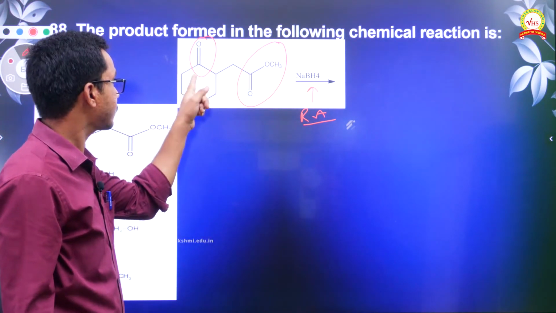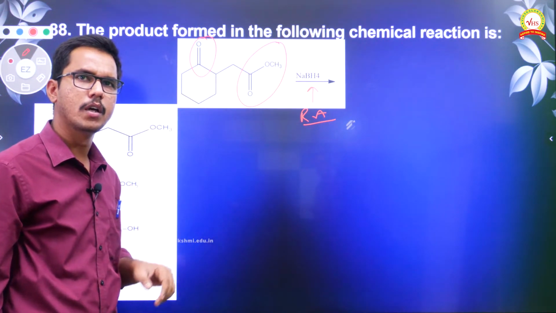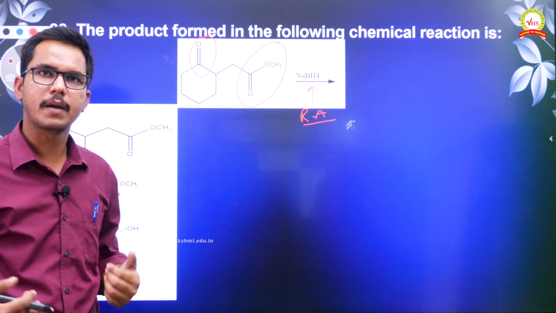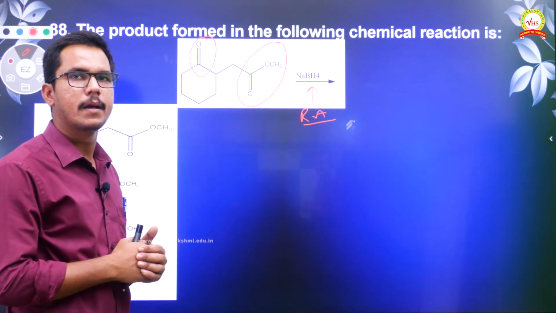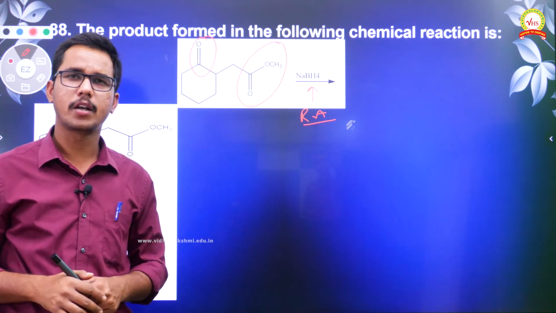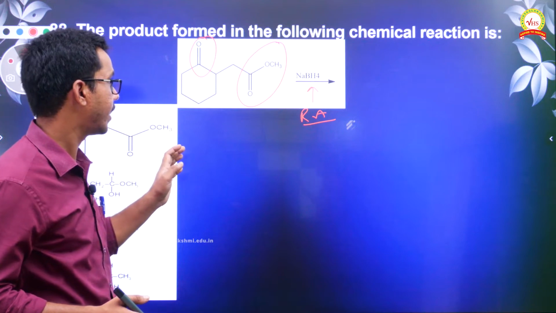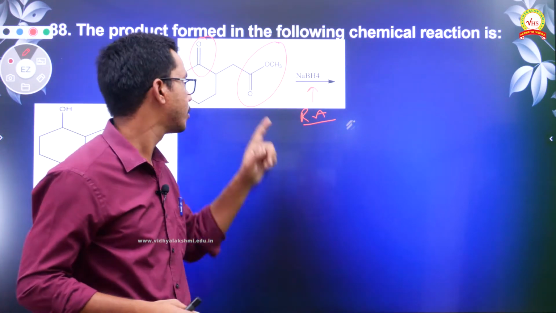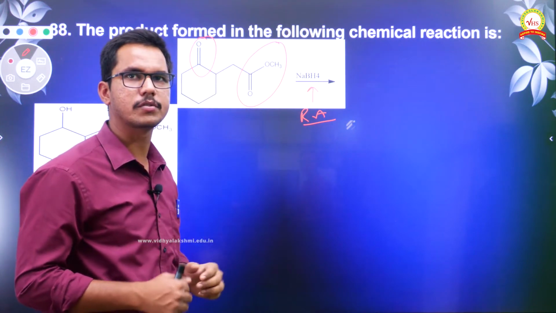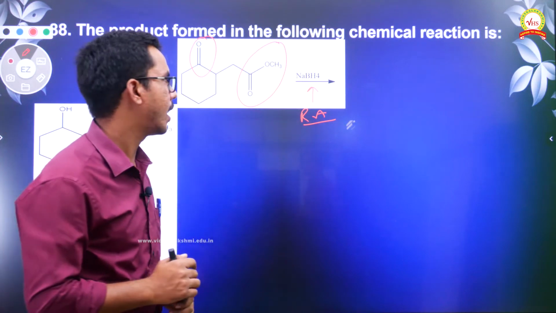We have a ketone and we have an ester. If it is a strong reducing agent, it can reduce both to the respective alcohols. If it is a mild reducing agent, it selectively reduces a particular group. If you take sodium borohydride and lithium aluminum hydride, lithium aluminum hydride is a comparatively strong reducing agent and can reduce esters and ketones, but sodium borohydride reduces only ketones, not esters.